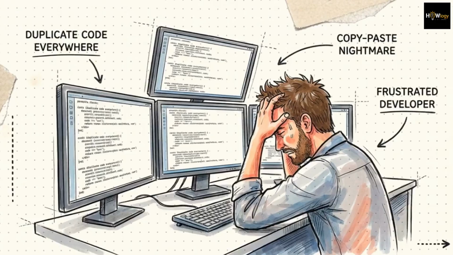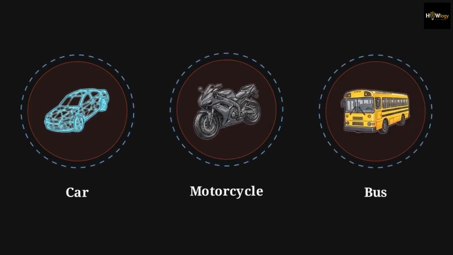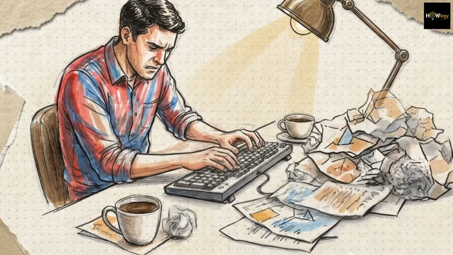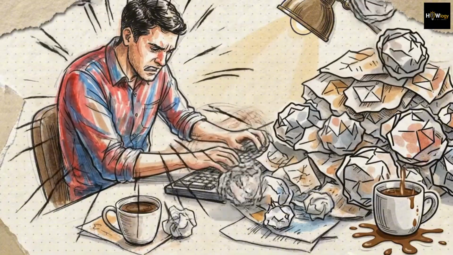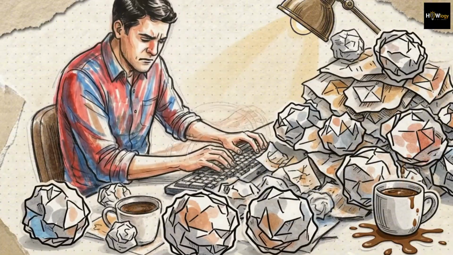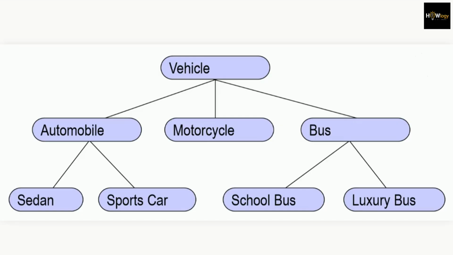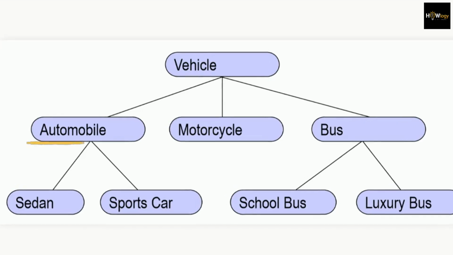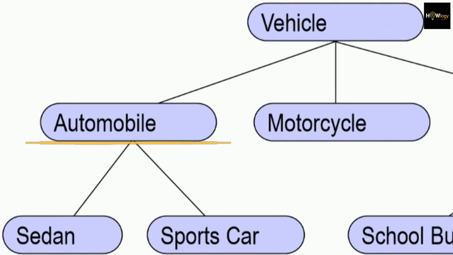Even with blueprints, developers face the problem of redundancy. If you need to build a program that features cars, motorcycles, and buses, writing an entirely new set of instructions for the engines, wheels, and brakes of each vehicle is a massive waste of time. The solution is inheritance. Instead of starting from scratch, a specialized subclass automatically acquires all the common properties of a broader, general parent class. A sedan and a sports car simply inherit the universal traits of an automobile, meaning the developer only defines shared features once.